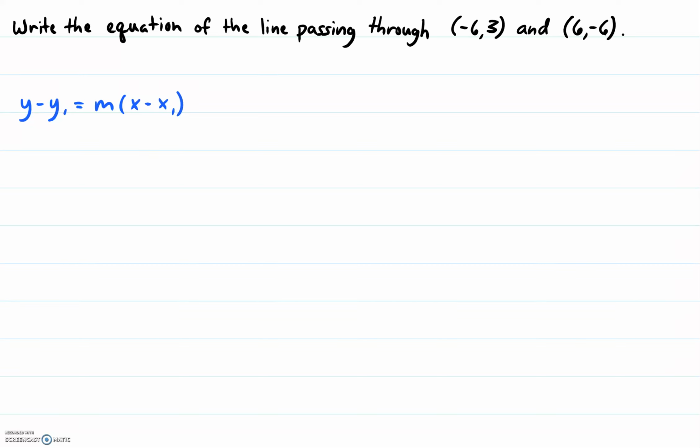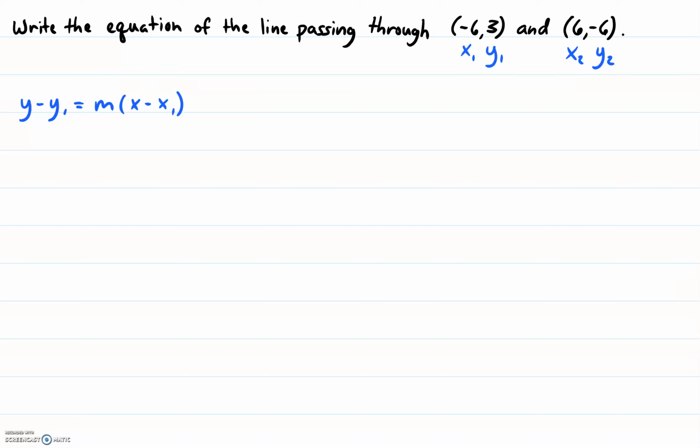So let's go ahead and label those x1, y1, and x2, y2, just to keep them separate and keep ourselves out of trouble when we start plugging things in. So the first x value is x1, the first y value is y1, the second x value is x2, the second y value is y2.